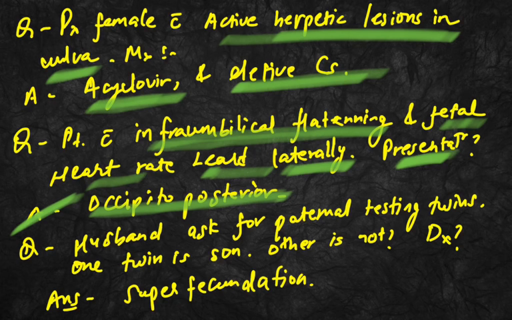Now the next thing: husband asks for paternity testing, twins. One twin is the son, the other is not the son. So what will be the diagnosis? Superfecundation will be the diagnosis, because two ova are released from the two ovaries at the same time.